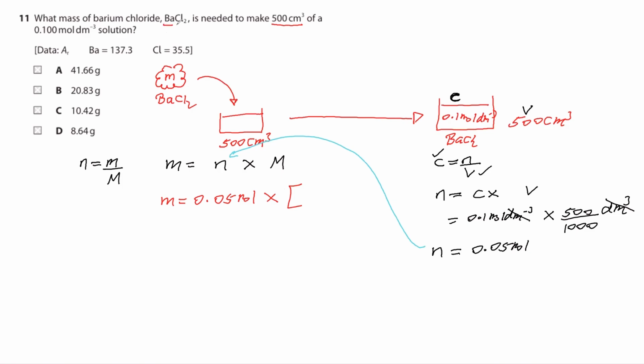Barium chloride has one barium atom and two chlorine atoms. The mass of the barium atom is given as 137.3, so it's 137.3 plus 2 chlorine atoms, which means 2 times 35.5. Right. If you do this calculation, you get your answer as mass equals 10.415 grams. So the closest answer to what we got here is answer C. So for question number 11, our answer is C.